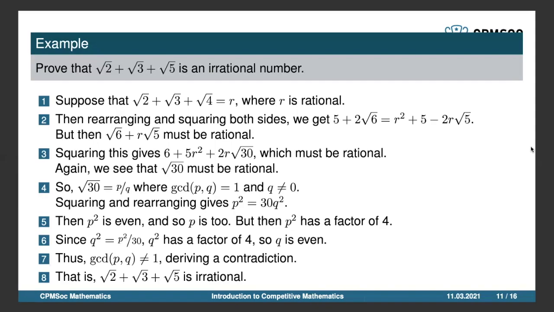And now you can finish your problem off using the same method as proving square root of 2 is irrational, by analyzing prime factors. So that's where we assume square root 30 is p over q, and our assumption is GCD of p and q is 1. So that's just writing the fraction in lowest terms. And then steps 5, 6, and 7 are proving that p and q must both be even, and that's where we get our final contradiction. So that's why the original number is irrational.